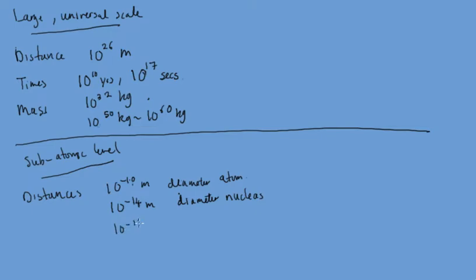10 to the minus 15 meters is the diameter of a proton or a neutron, and 10 to the minus 18 meters is the diameter of an electron. At a subatomic level, when we talk about the scales of time, things happen really, really quickly. 10 to the minus 22 seconds is the time a proton will take to cross the nucleus. These things move exceedingly quickly.